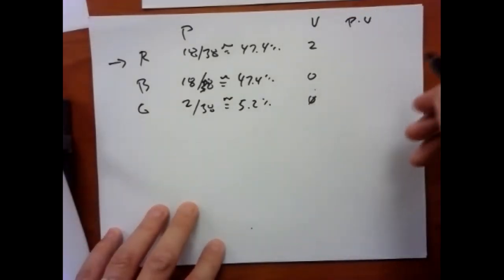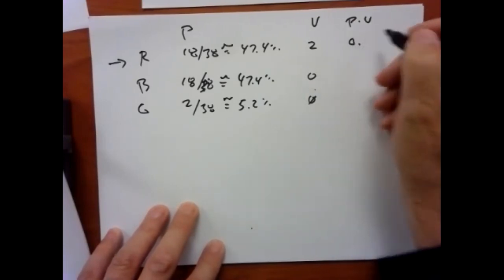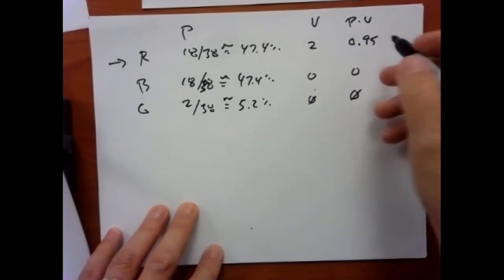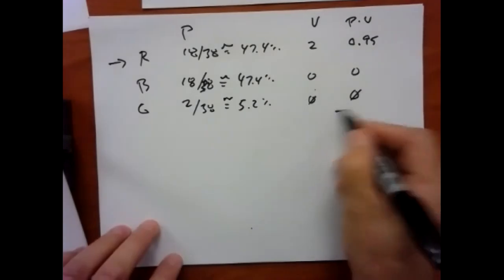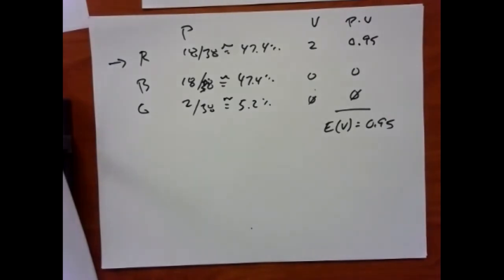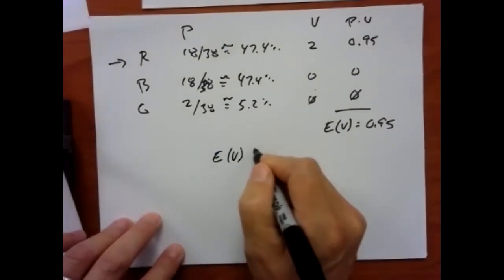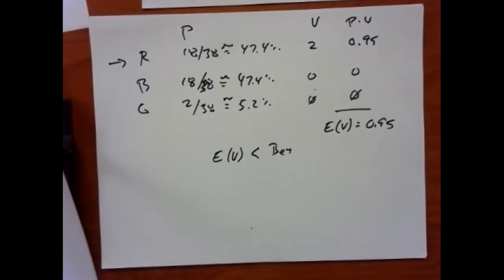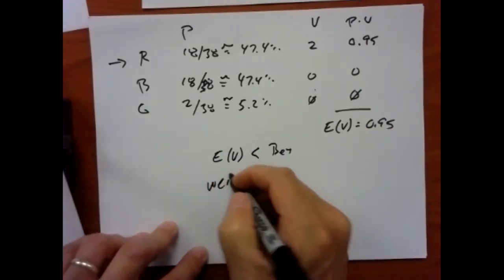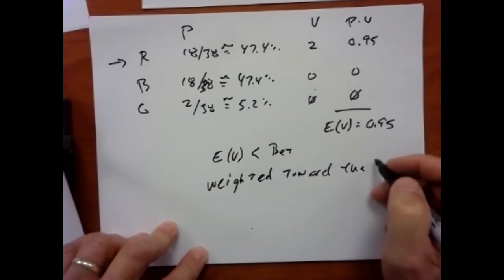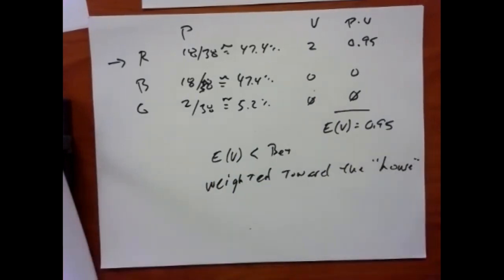So you get an expected value of, in this case, 0.95, 0, and 0. And when we add that up, we get 0.95. Now in this case, with roulette, the EV is less than the bet. And so this is not a fair game. The outcome is weighted towards the house. Sorry, you guys in Zoom land can't see me using my fingers. Weighted toward the house.